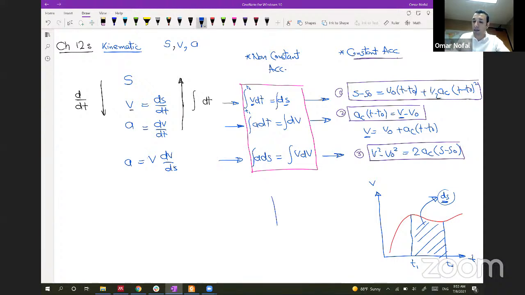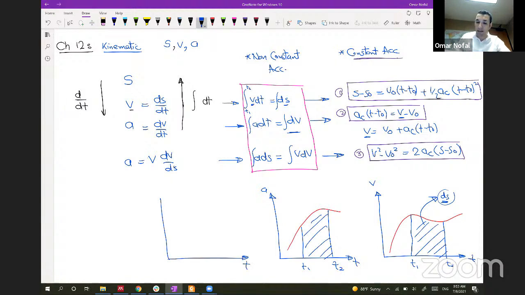Similarly, for the a with t, if you have a function like this and you integrate from T1 to T2, it should give you the integration of dV. And similarly, this should be A dS, so we will have A on the y-axis and dS on the x-axis. And we have the relationship like this.